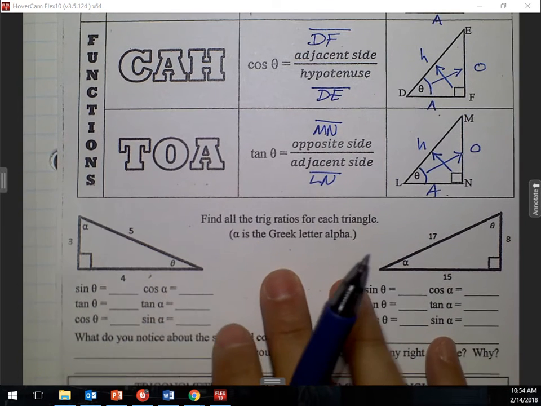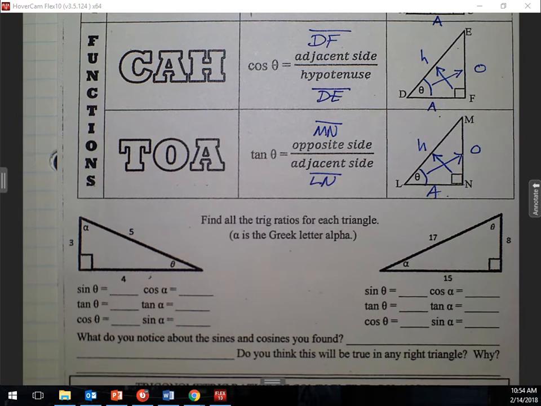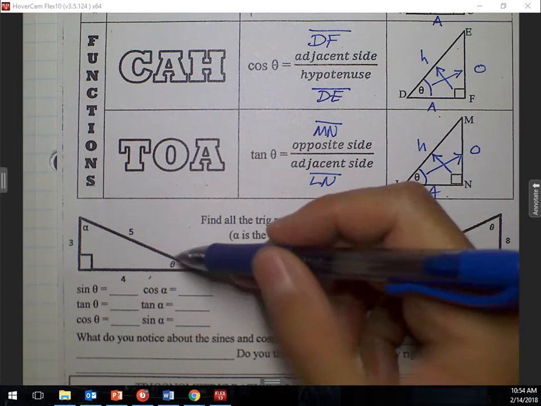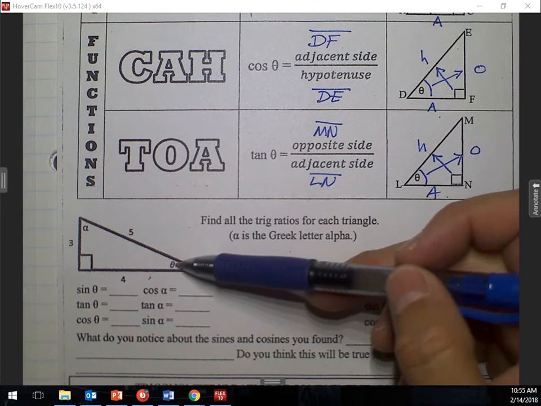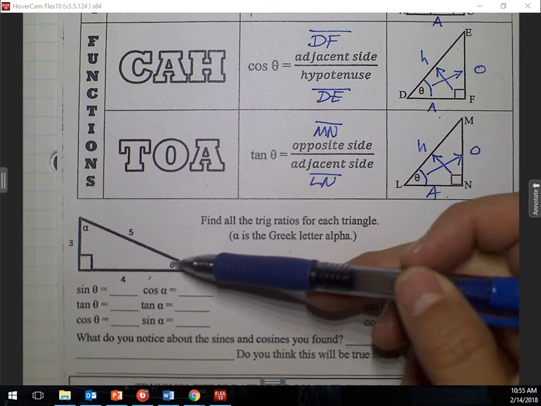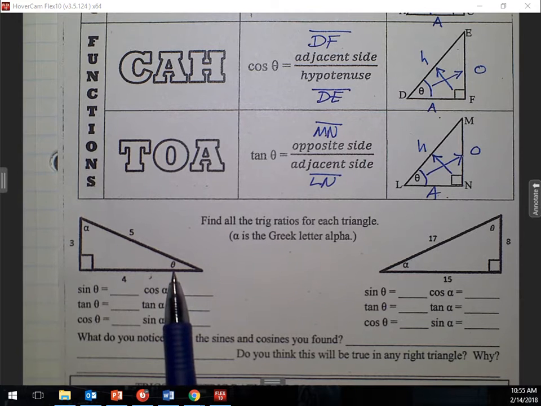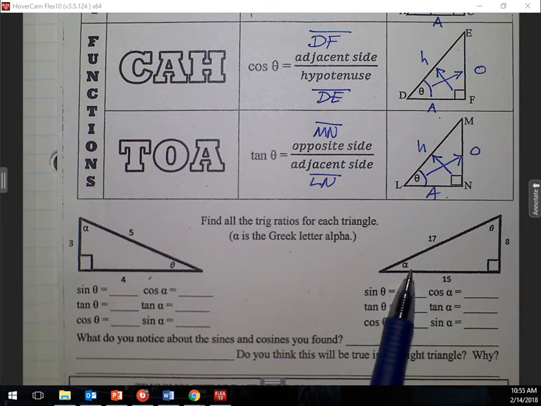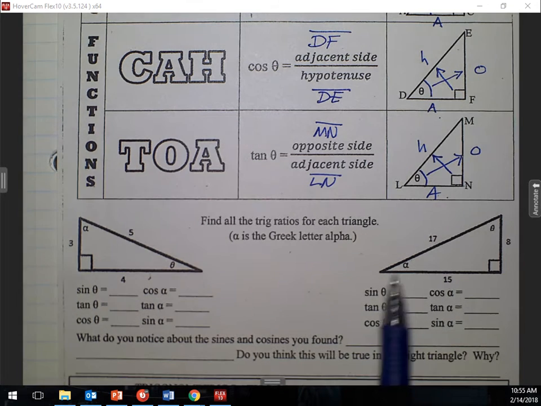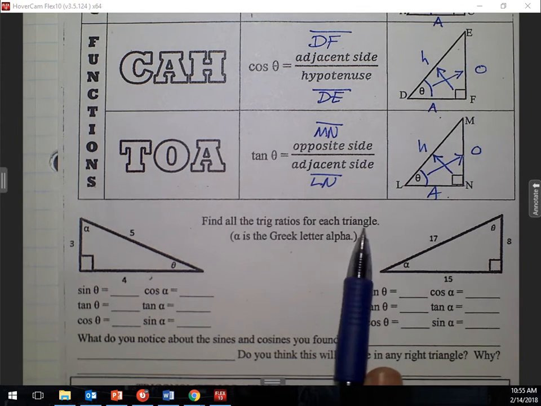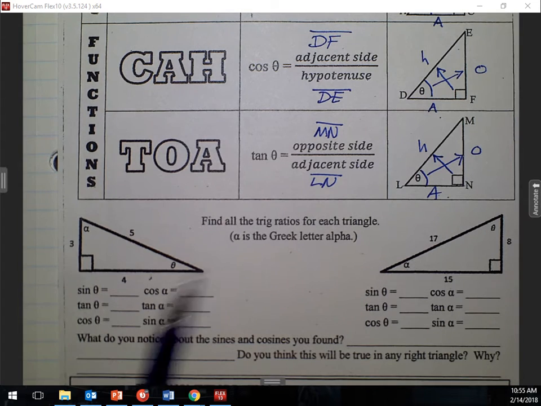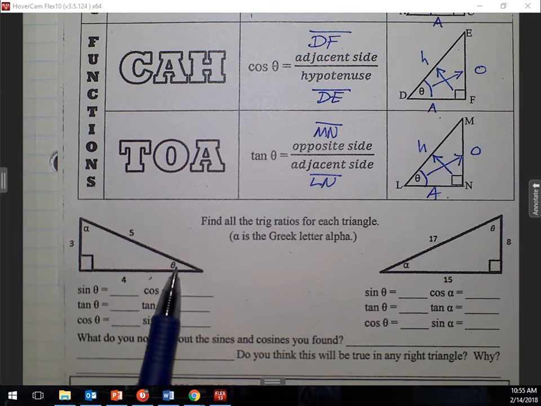So let's take a look at finding all the ratios. Now, they're using theta, and they also use the Greek letter alpha. You don't always have to use the same thing to categorize your angles. This usually signifies my angle. I could use an alpha, I could use a beta, I could use X. I could use a bunch of different things to identify the angle I'm using. But right here, find all the trig ratios for each angle. So now I have alpha here and I have theta here.